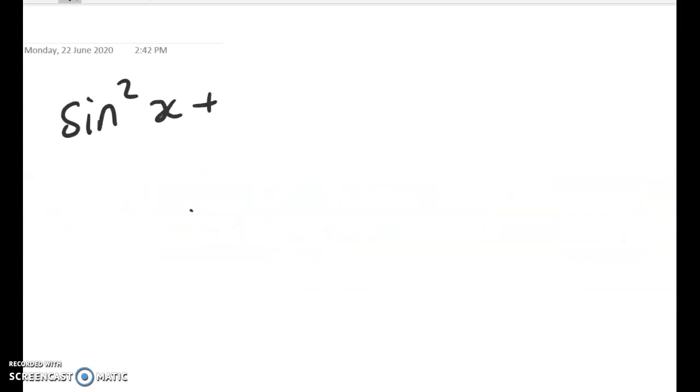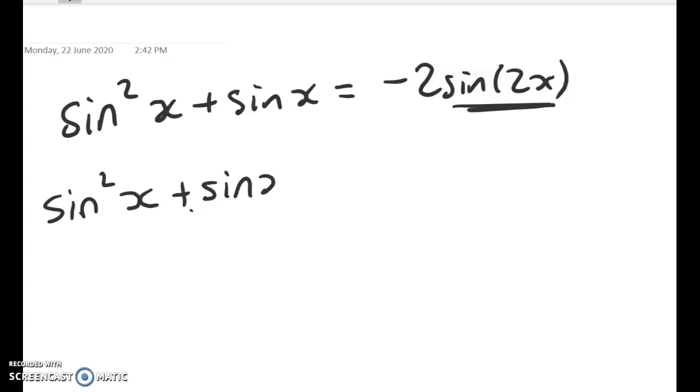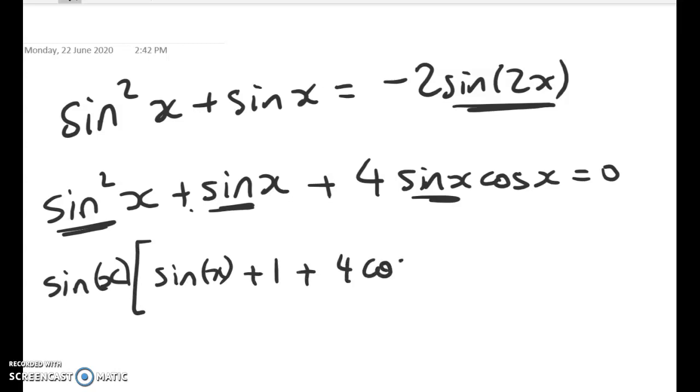So we've got sine squared of x plus sine of x is equal to negative 2 sine 2x. So the obvious first step here is to deal with the double angle. And I'm going to pull everything over to the left-hand side at the same time. So I'm going to have plus 4 sine x cos x equals 0. Now if you look at that, you can spot that you've got a common factor of sine x. So let's factorize that. That leaves me with sine x times (sine of x plus 1 plus 4 cos of x) is equal to 0.